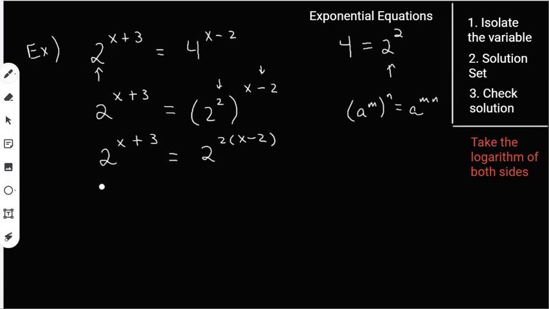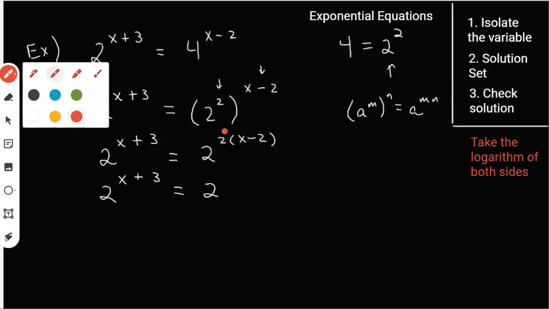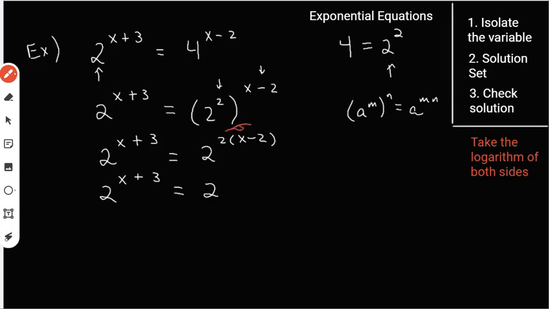All right, so now I keep the left side the same, but once again, I'm going to simplify the right side. The base is 2, and the exponent is 2 times x minus 2. I can do the distributive property on this. Multiply everything by a 2. So I'm going to get 2x minus 4 from that 2 times 2.